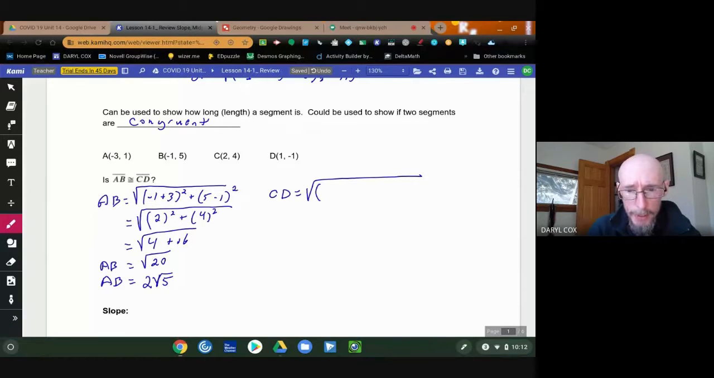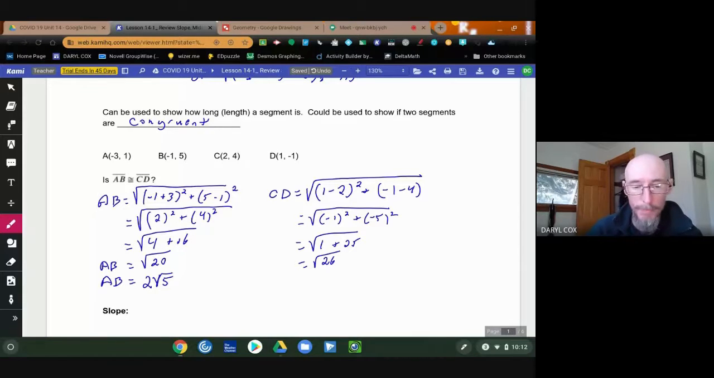Let's see. X2 is 1 minus 2. Watch your signs there. You're always adding in the middle. -1 minus 4. Hey, by the way, if you switch these, if you did 2 minus 1, 4 minus -1, same thing, okay? You should still get to the same place when we square things. So that's -1 squared, -5 squared. So that's 1 plus 25, which is square root of 26.